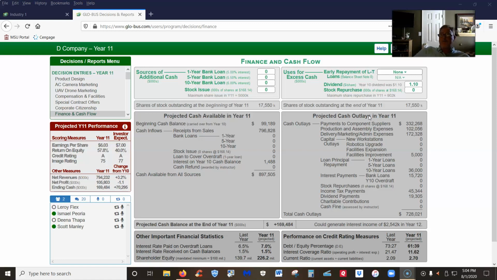And each year, the number of shares of stock that you can repurchase increases a little bit. However, I want to point out a particular rule, if you will, in the simulation and give you some tips to deal with that. The particular rule that I'm talking about is kind of in small print, but it's down here on the last decision entry page, finance and cash flow, with regards to shareholder equity. There's a mandated minimum that you should maintain at least $100 million in equity at any given time.